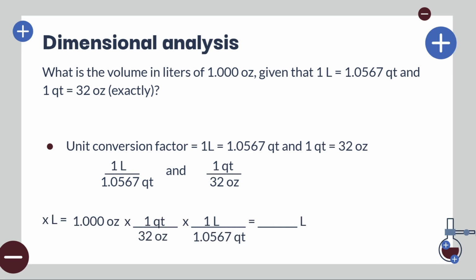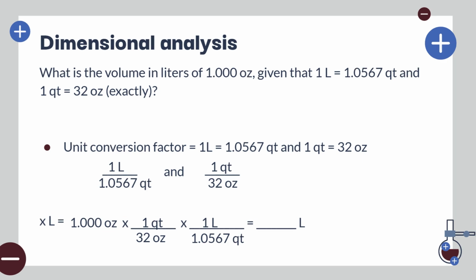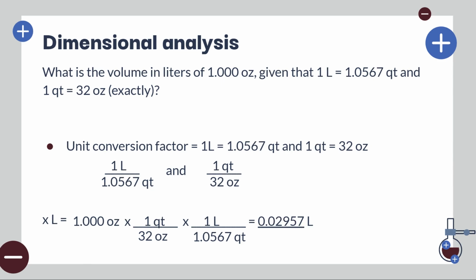Okay, so your setup should look like this. 1 ounce is equal to 1 quart over 32 ounces times 1 liter over 1.0567 quarts. The ounces will cross out, the quarts will cross out, and this will leave you with liters. Try to calculate it now. You should have gotten 0.02957 liters. And remember, it's important to consider significant figures. There are 4 in our problem, so our answer should have 4 as well.